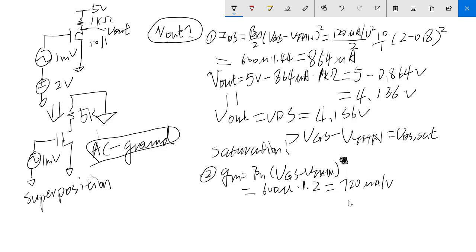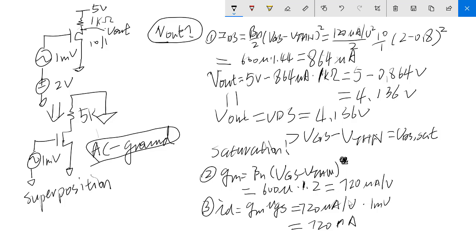And so if you know GM, you will be able to know ID, which is GM times AC-wise VGS, right? So it's going to be 720 microamps per volt times 1 millivolt. And so you can get an AC current flowing through that, which will be 720 nanoamps. Okay, and we can do a simulation for this guy, and let's check if this is accurate. So that's ID, and what about V out, AC-wise?